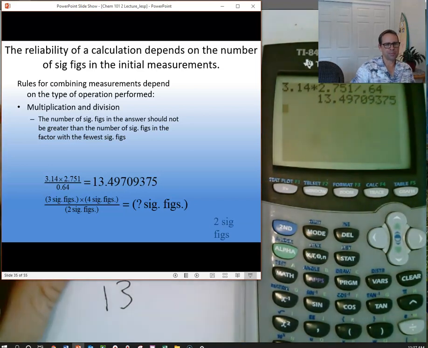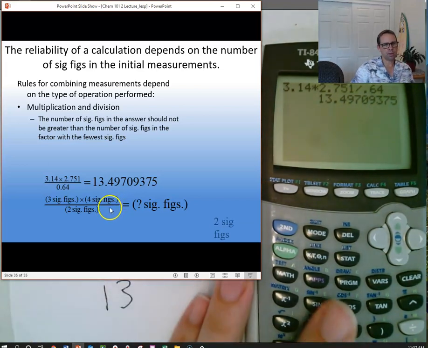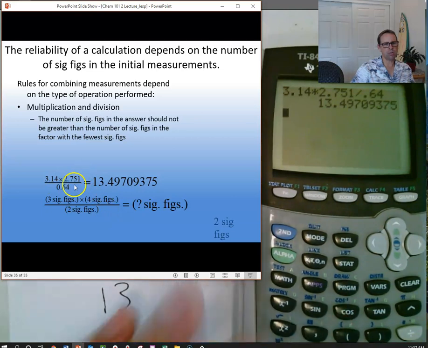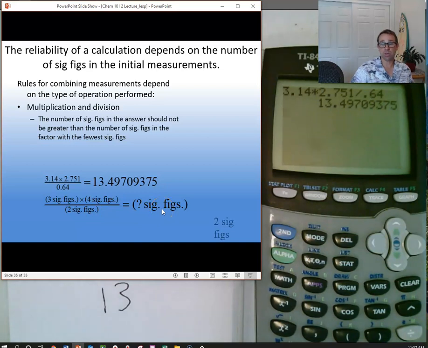All right? That's what we do when we have multiplication or division. We just look for the fewest number of significant figures, and our answer will have that many. And that's usually the most important rule to remember, because almost all of our work is going to be in terms of multiplication and division in this class.